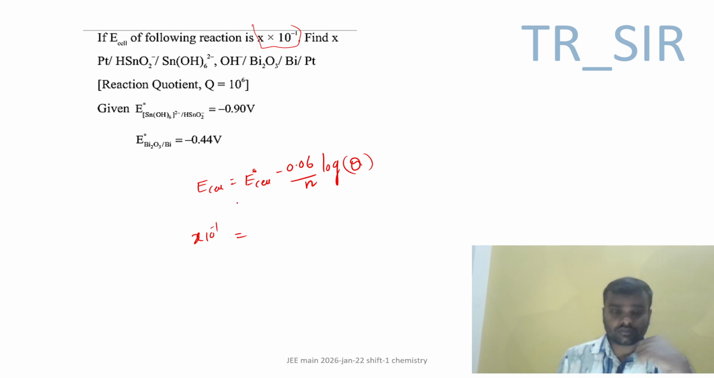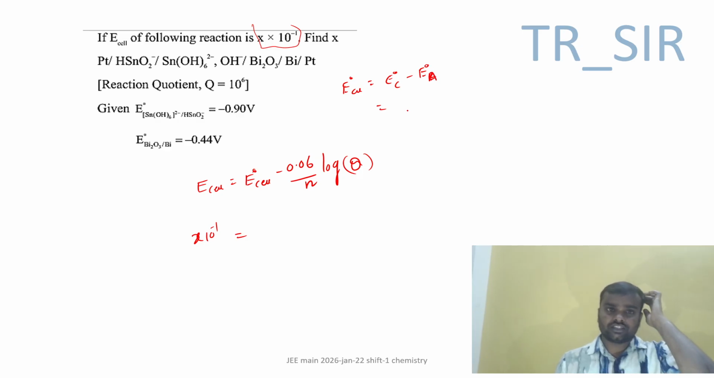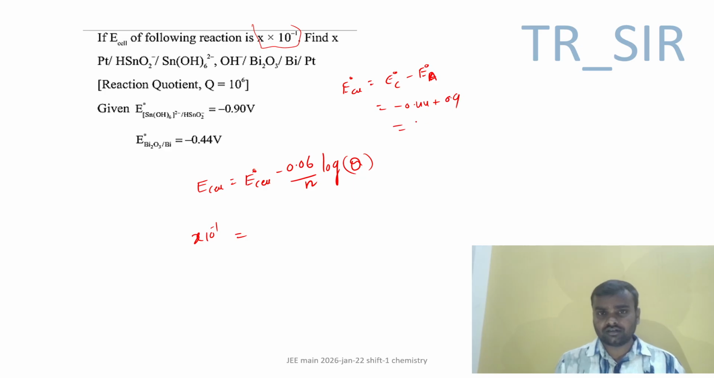What about E naught cell value? E naught cell value is cathode minus anode. E naught cell is equal to E naught cathode minus E naught anode. Cathode has the highest value, which one? Minus 0.44. Minus of minus 0.9, so we'll get plus 0.46 coming.